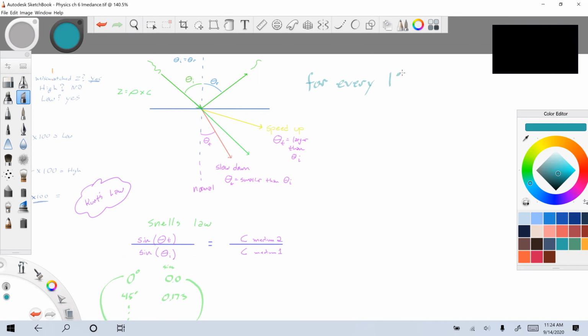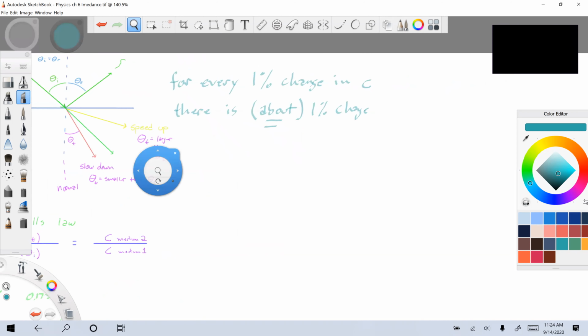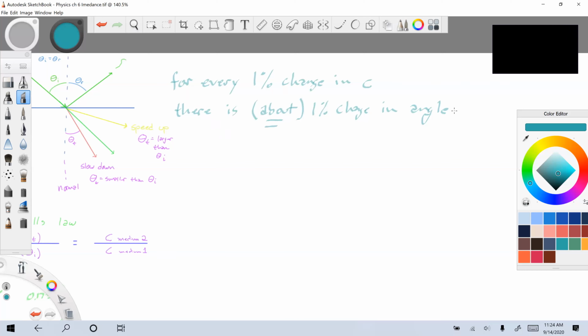For every 1% change in speed, there is about a 1% change in angle. This is Snell's law.